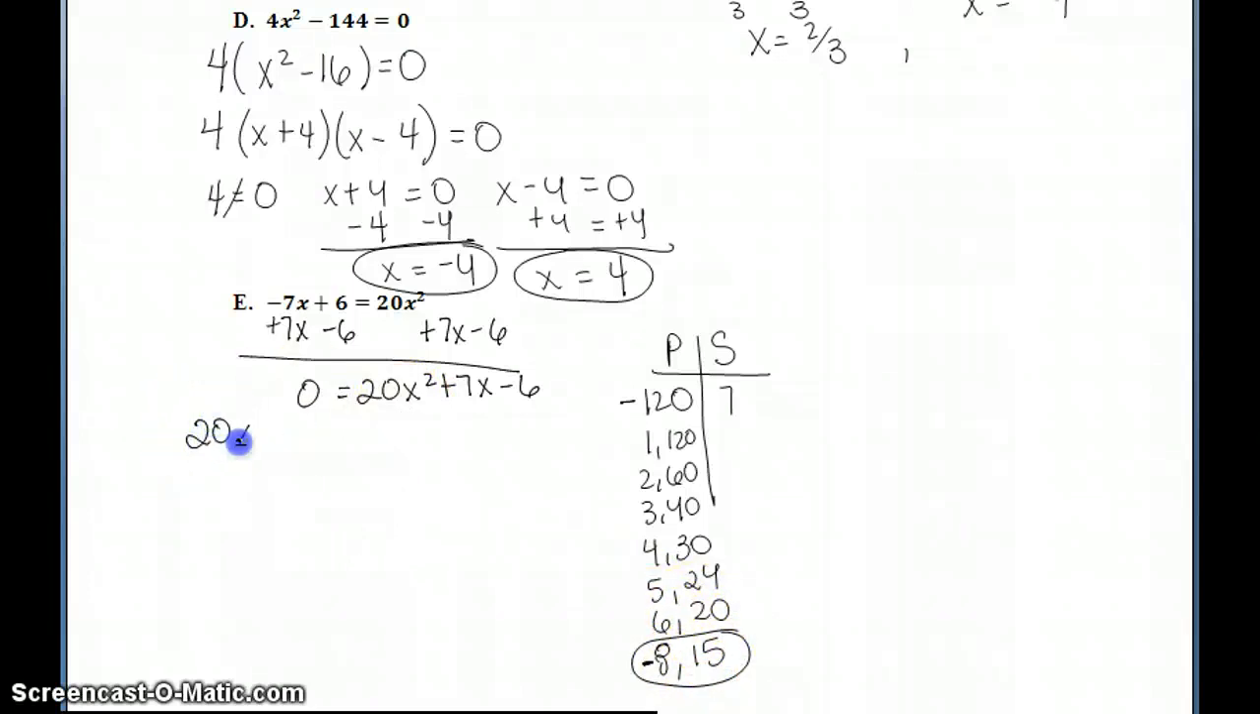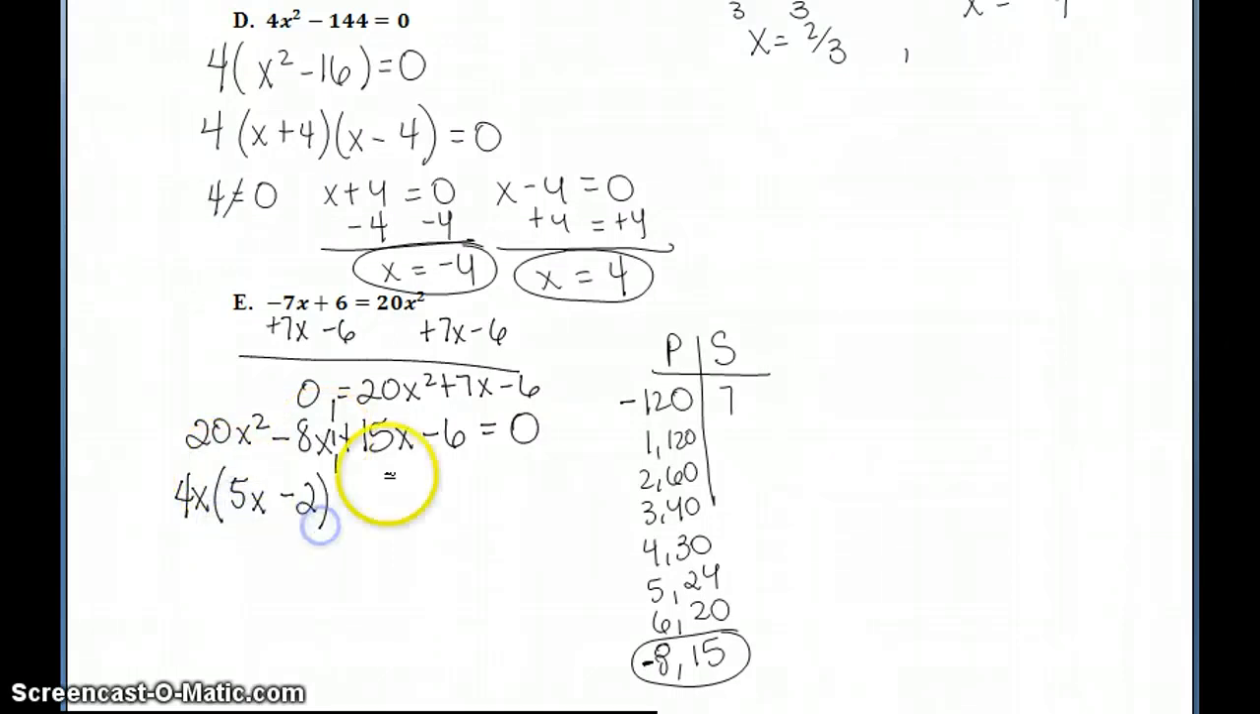I'm going to go ahead and do my 20x squared here. I'm going to use my negative one first, but it doesn't matter which one. It's just easier, I think. And then I'm going to group this. I changed my 7x into negative 8x plus 15x. And then what I'm going to do is group these. And I guess a 4x would be the thing that gets 20x squared and 8x. So 4x comes out. That gives me 5x minus 2.